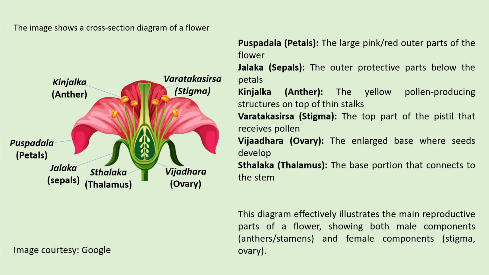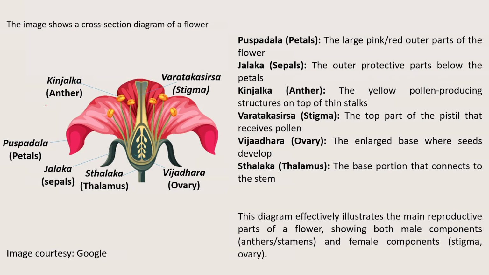Now, the image shows a cross-section diagram of a flower. There is labeling; you just see the labels of that particular flower which was studied by the ancient scholars. Let us see the detail. Pushpadal, petals, the large pink-red outer part of the flower. Jalaka, sepals, the outer protective part below the petals. Kinjalka, anther, the yellow pollen-producing structures on top of thin stalks.